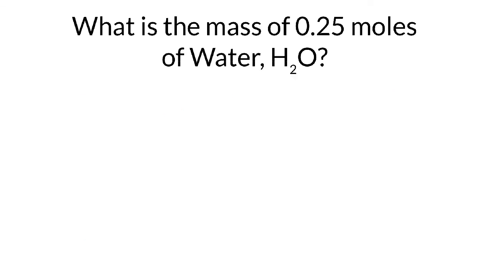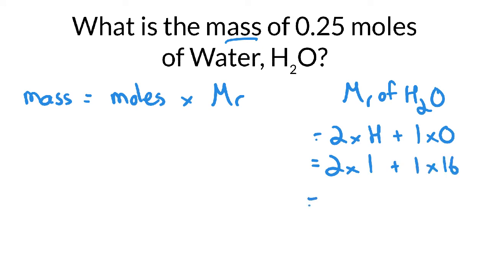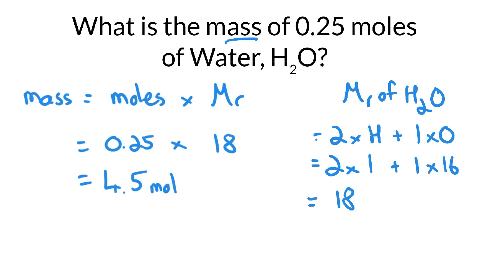In the second example, what is the mass of 0.25 moles of water, H2O? So this time, because we're trying to work out the mass, we're going to say that mass equals moles times Mr. So again, I need to work out my Mr. So my Mr of H2O is going to be 2 hydrogens and 1 oxygen. So it's going to be 2 times 1 plus 1 times the 16, which is equal to 18. So the mass equals 0.25 moles multiplied by my 18, which is going to equal 4.5. Sometimes whenever you're writing that, you may see that just written as mol. Mol is the unit for moles, just like g is the unit for grams.